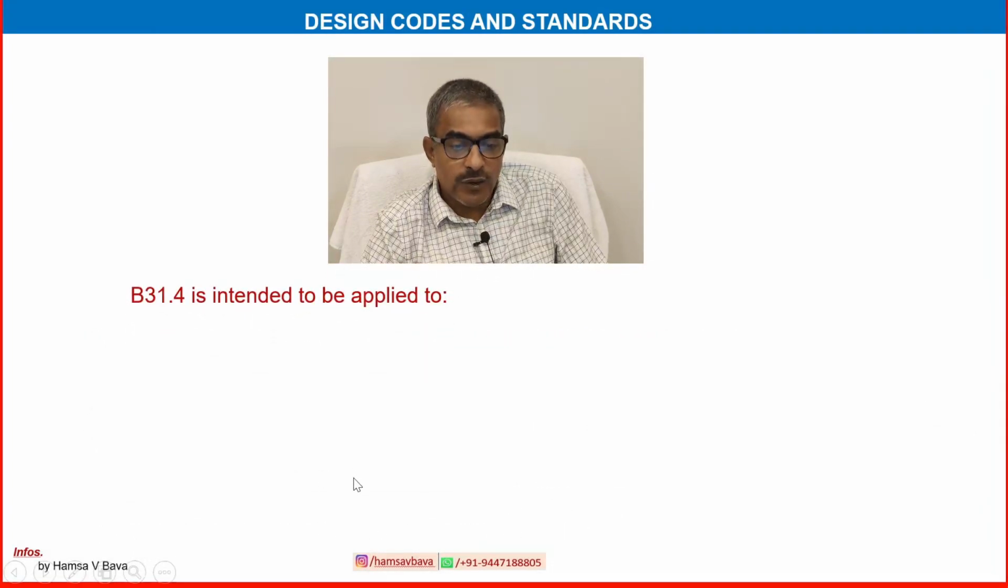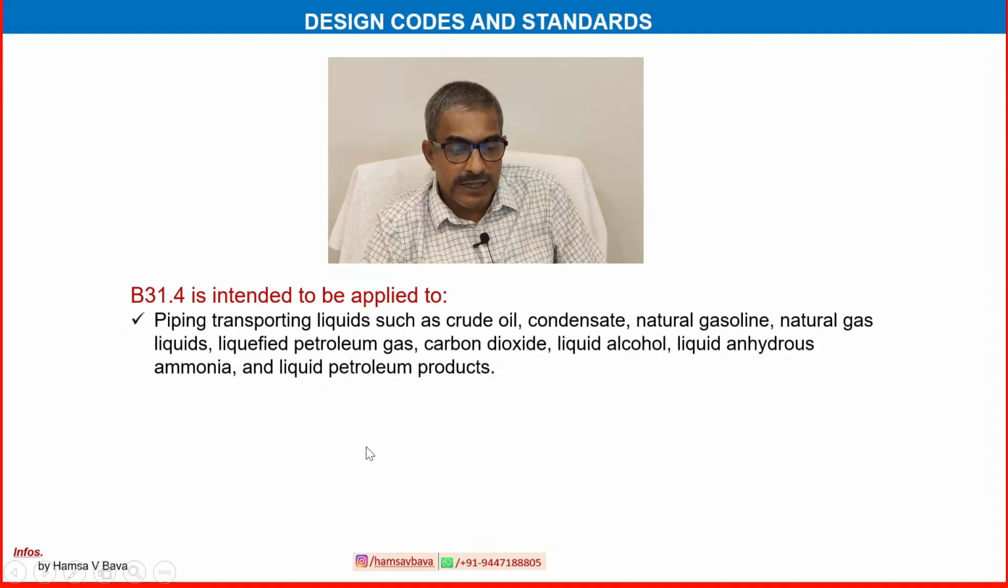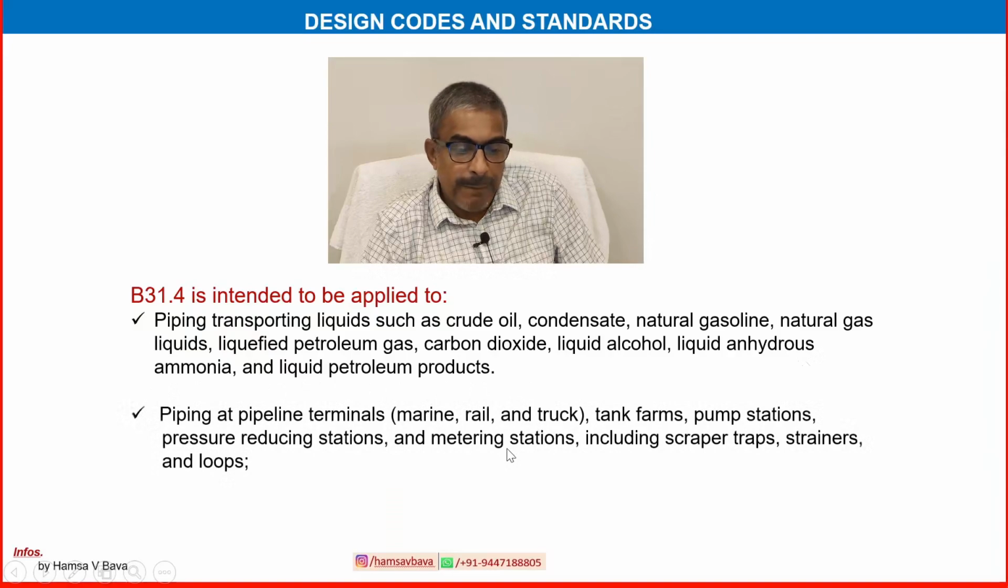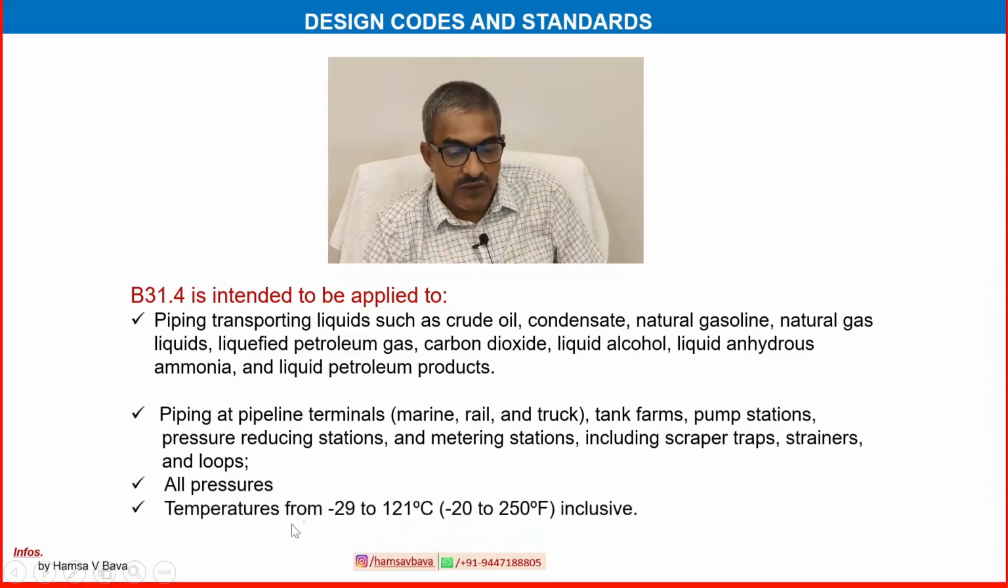It is intended to be applied to piping transporting fluids such as crude oil, condensate, natural gasoline, natural gas liquid, liquefied petroleum gas, carbon dioxide, liquid alcohol, liquid anhydrous ammonia and liquid petroleum products. It also covers piping at pipeline terminals like marine, rail and truck, tank farms, pump stations, pressure reducing stations and metering stations, including scraper traps, strainers and loops. All pressures, with temperatures ranging from -29 to 121 degrees C inclusive.